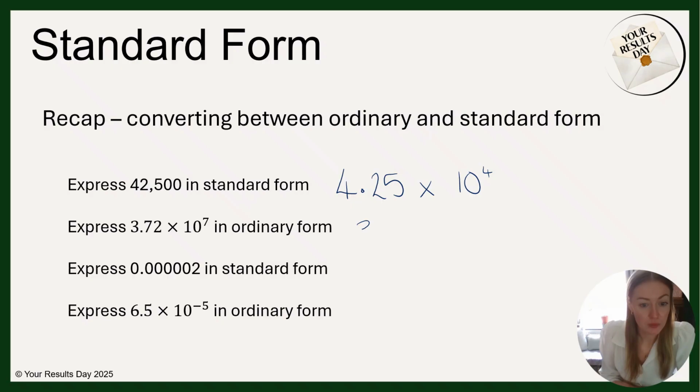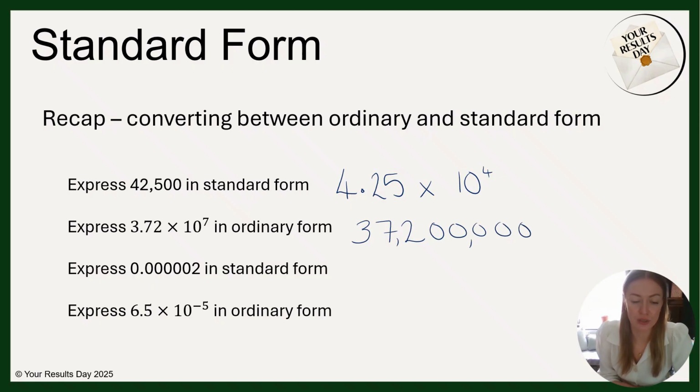This next one we are writing in ordinary form, so I'm going to begin by writing down my digits without the decimal point. I acknowledge that I need 7 digits after the first. I've already got 2, and so I need 5 zeros. And if you wish to put commas in, just to make that clearer for you, 37,200,000.